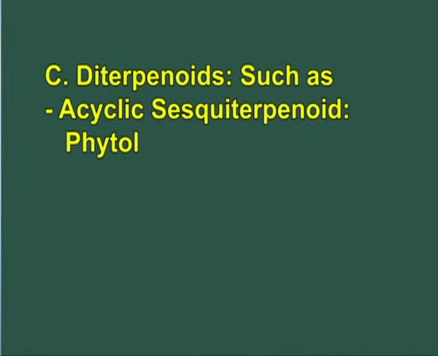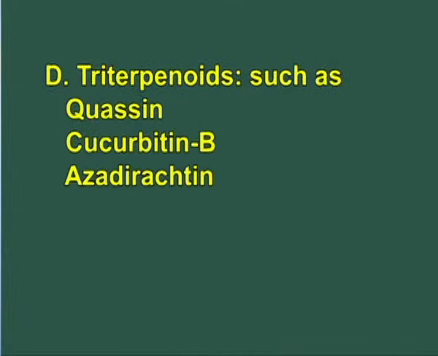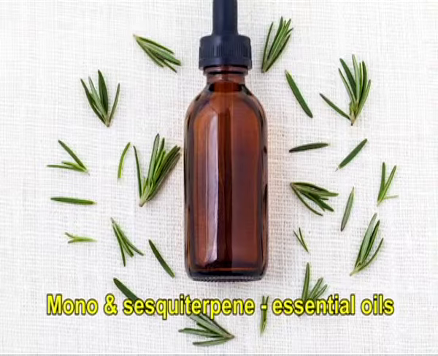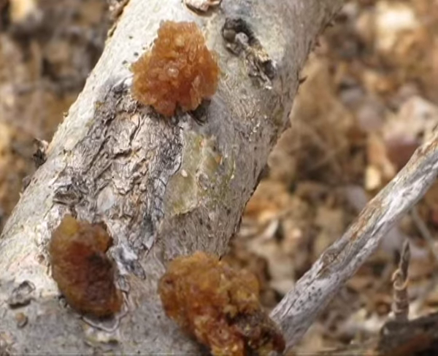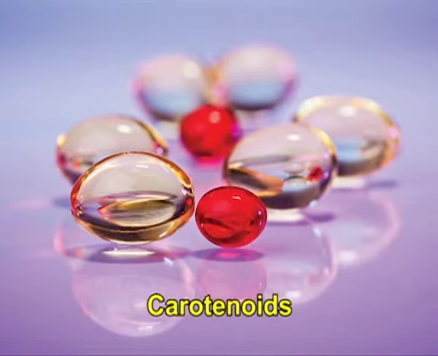Now, examples of diterpenoids: acyclic diterpenoids such as phytol, monocyclic diterpenoids such as vitamin A. Examples of triterpenoids such as quercetin, cucurbitacin B, azadirachtin. The simpler mono and sesquiterpenes are the chief constituents of essential oil obtained from the sap and tissue of certain plants and trees. The di and triterpenoids are non-steam volatile. They are obtained from plant and tree gums and resins, while tetraterpenoids form a separate group of compounds called carotenoids.